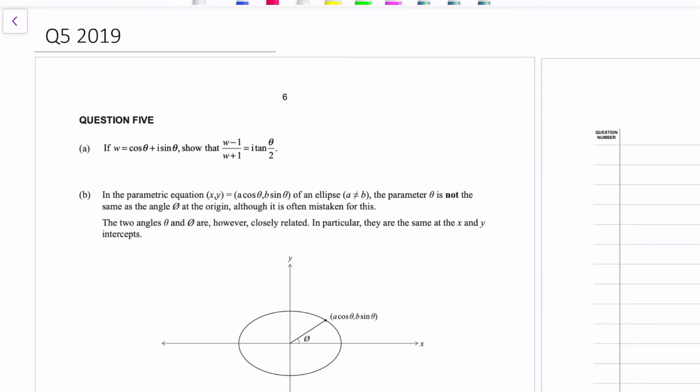The first complex numbers question we're going to look at in two different ways. We're going to solve it algebraically and also look at a geometric proof. And then part B involves a typical misconception that students have regarding ellipse. So we're going to look a little bit more into that, and I'm going to show you a diagram that helps us understand the solution a little bit better.